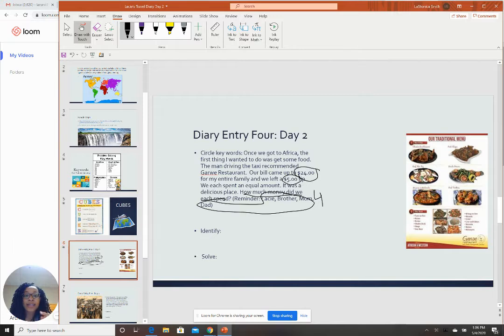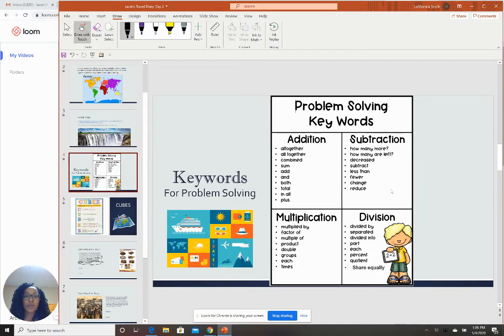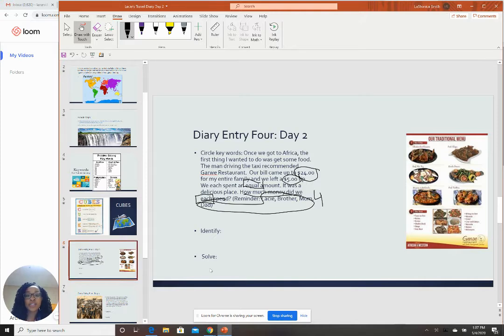All right, now we're going to box important words. If you want to go back to the problem-solving keywords, you can look, but I think that equal is really important. Each. If I go back to my keywords and I look at each list, I see each and equal in division. That tells me that this is going to be a division problem. So we just identified the type of problem we will be doing.